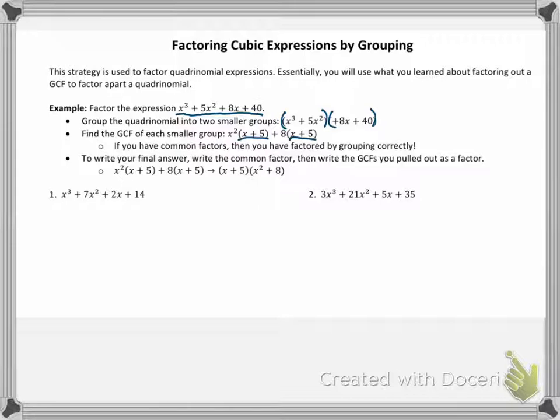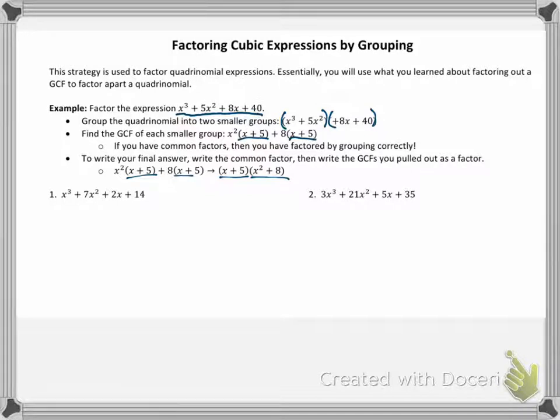So what we do here is get our final answer from 2 places. We get it from the common factor, and then our second factor comes from the GCFs we pulled out. I know it says write the common factor, then write the GCFs you pulled out. It doesn't matter which order you put the factors in, like we've talked about with the other strategies, but that's where you get your final answer from. The x plus 5, which was in common, and the x squared plus 8, the GCFs that you pulled out. It's going to be the same process for all of these problems here.